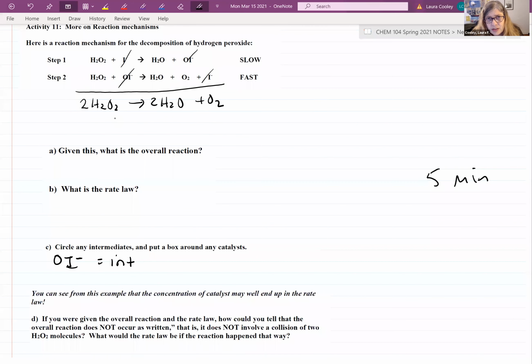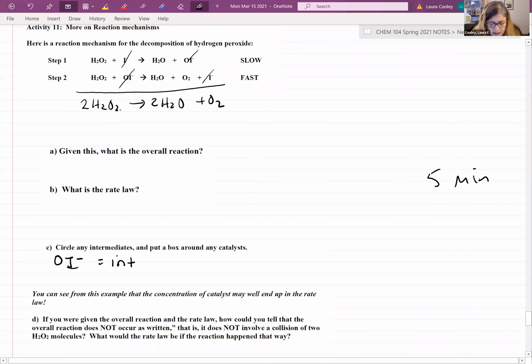The catalyst isn't there because the catalyst is used up and then regenerated, so it's canceled. This iodide is the catalyst. Right? This is the intermediate. Okay, so catalysts and intermediates cancel out.